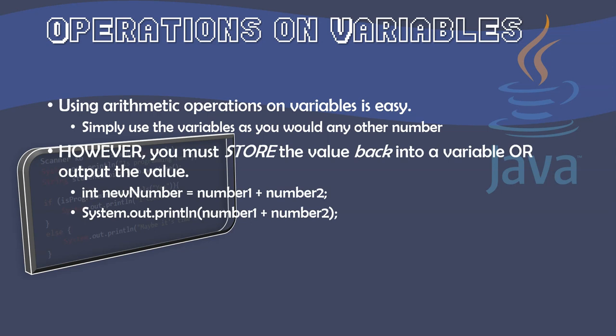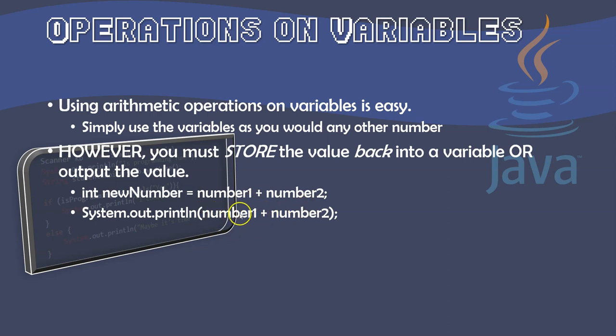But one thing I want to caution here is if we want to create a new variable, let's say num3, and we want to have the value of num1 plus num2, we have to store this back. Otherwise, if I just say num1 plus num2, it's not going to do us any good. The other thing we could do is output that number. So here are 2 examples. I have int newNumber equals number1 plus number2, or System.out.println(number1 plus number2). This will give me the answer, but it's not going to keep it. Once this print line happens, the program no longer knows what this sum is.